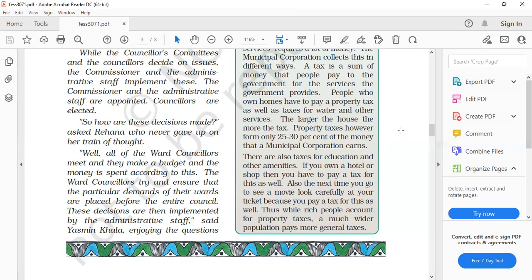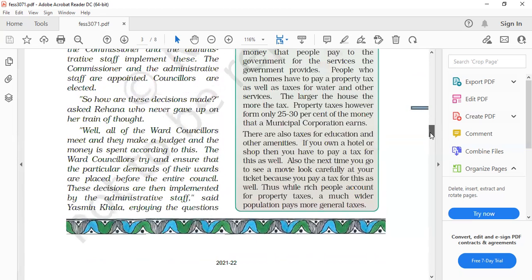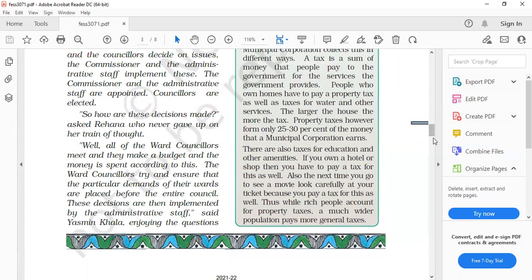I hope you understand what I'm going to say. Like if a problem comes, then how they solve it. And here again I'll get a small question, that is, what is tax? See here, underline: a tax is a sum of money that people pay to the government for the services the government provides.